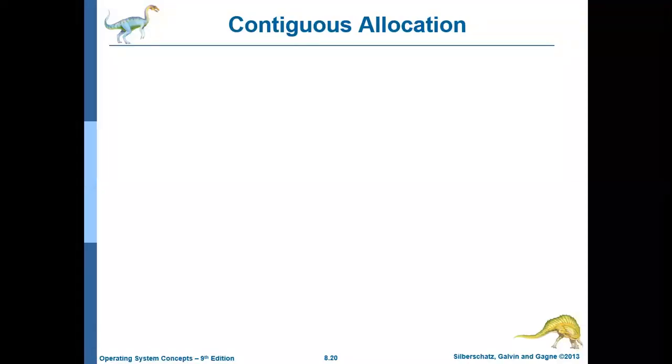Welcome. The topic we will be discussing in this lecture is contiguous memory allocation. Basically, the main memory must accommodate both the operating system and the user process. So there is a question: where will the operating system be stored in the main memory, and where will the user process be stored?